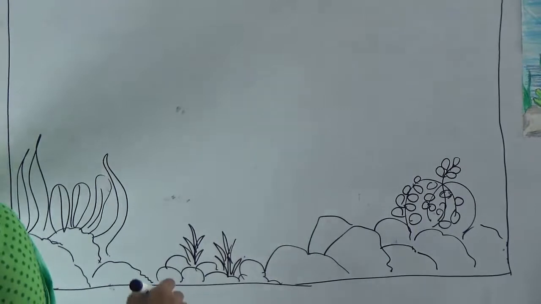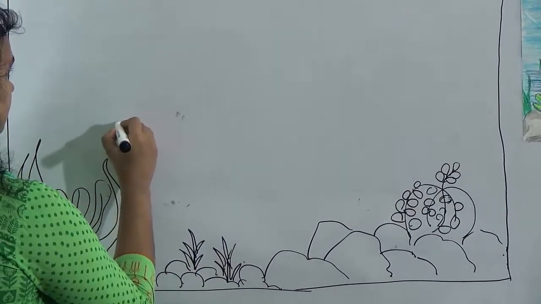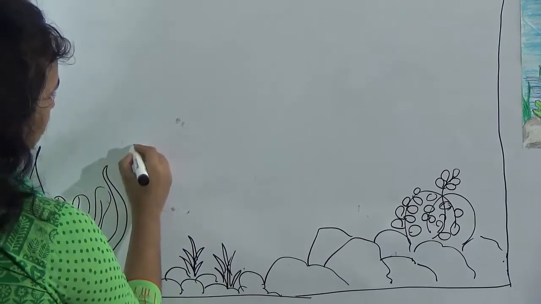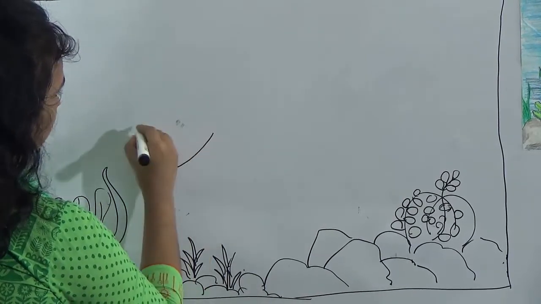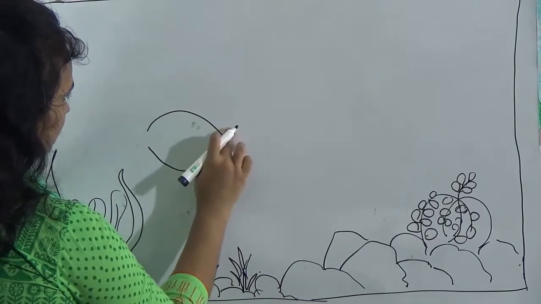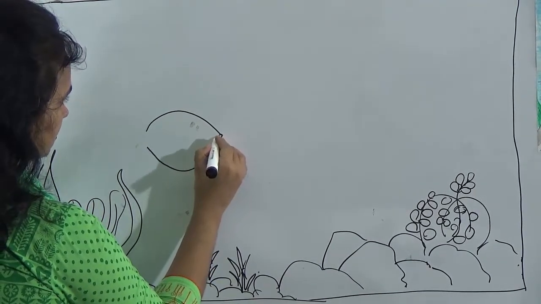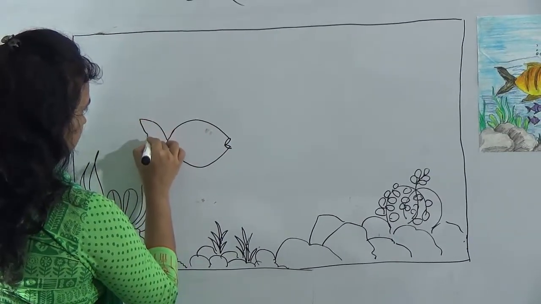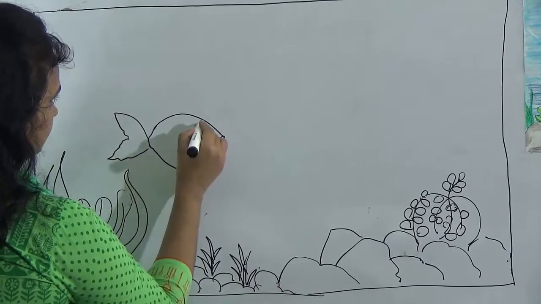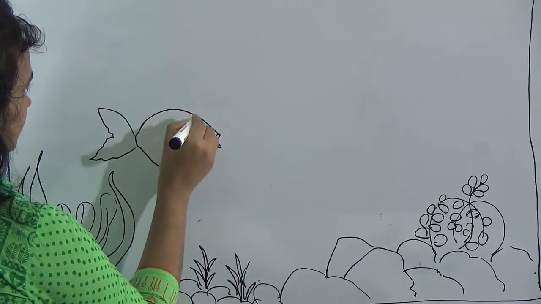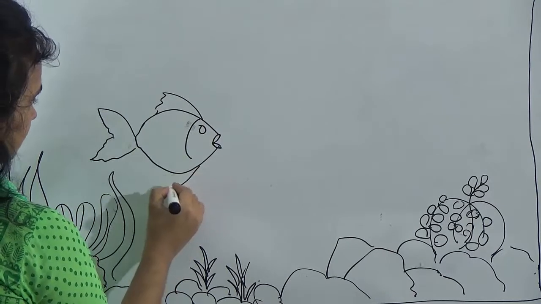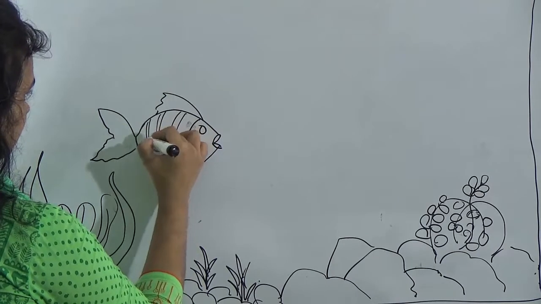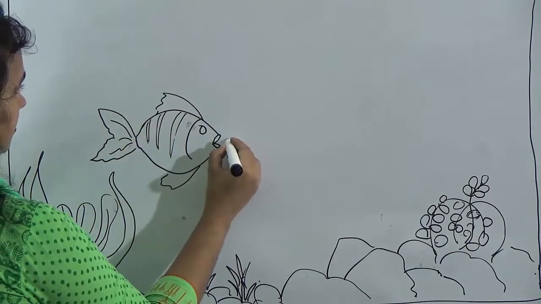Okay, then I will draw a fish. Look, give two curved lines and join the lines, then it will make the fish. Now I will give the lips, fin, eyes, and bubbles.